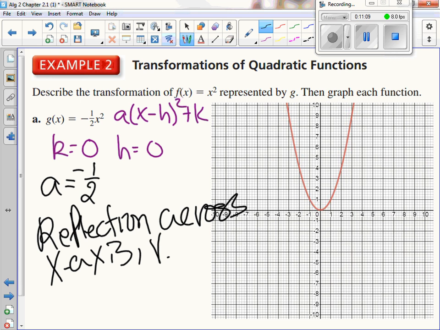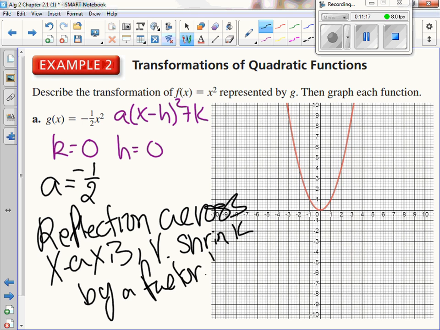The 1/2 tells me it's a vertical what? Shrink by a factor of what? 1/2. The negative tells me it's a reflection across the x-axis, and the 1/2 tells me it's a vertical shrink by a factor of 1/2. Hopefully these here are starting to make a little more sense. We're just identifying what they are.